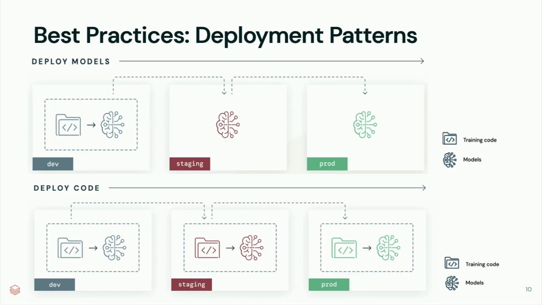Then the same thing with prod. So deploying the training code across these environments means that if you need to revert, it's as simple as rerunning the code and having it go onto another container.